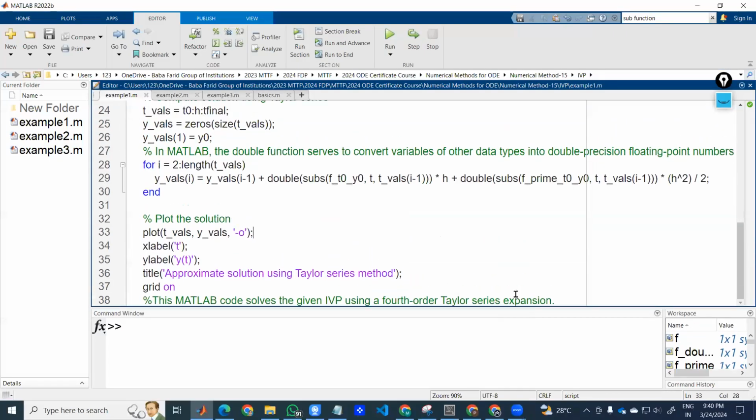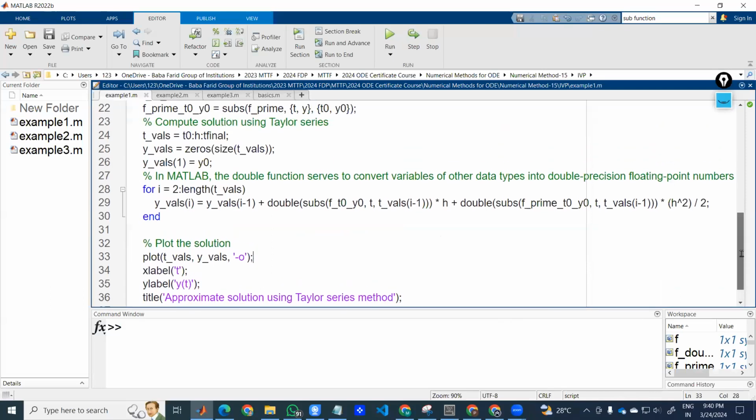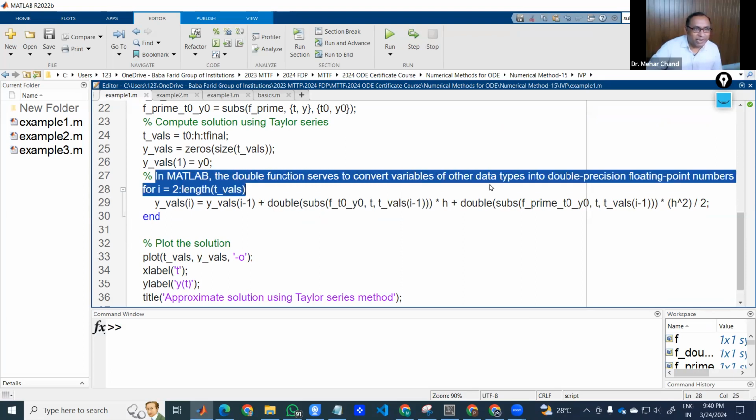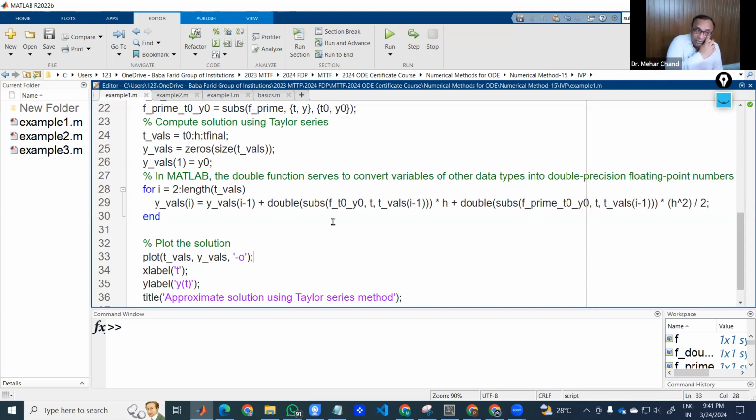Yes. In the Taylor series here, in the second term, this is the first derivative. Why did you write double here? Yes, this term. In MATLAB, the double function serves to convert variables of other data types into double precision floating point numbers. Sometimes when you compute the values, they will be floating, and just to convert the variables of other data types, we are using double. That is the reason.